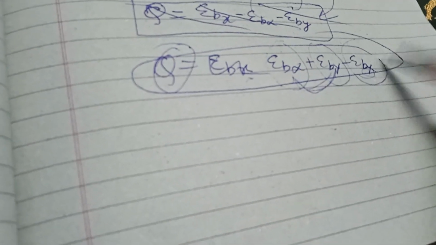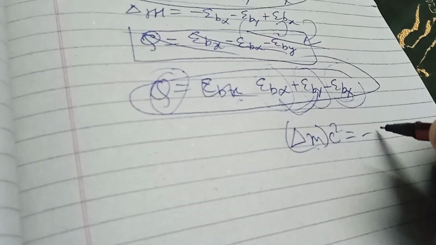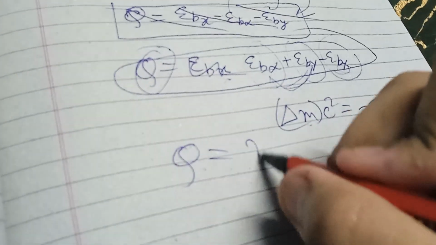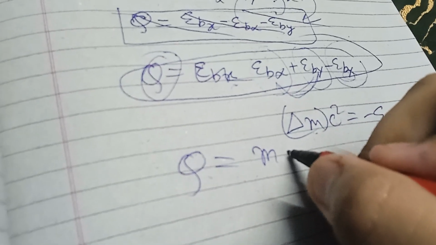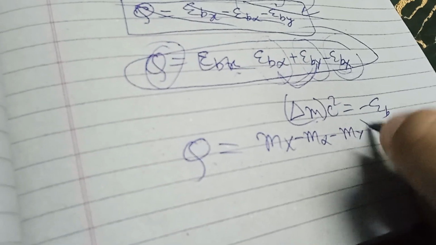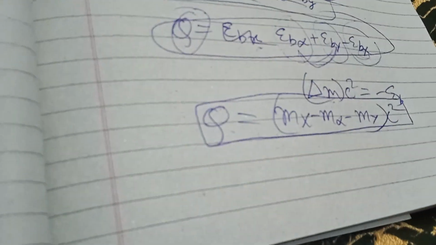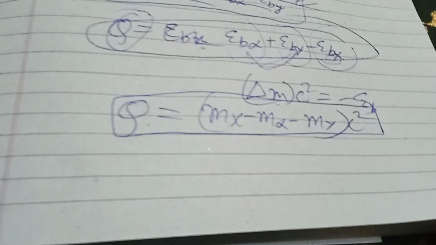Now in terms of delta m c square, delta m into c square is minus of EB. If we substitute it here, we get (m X minus m alpha minus m Y) into c square, and this is it, at least for the alpha reaction.